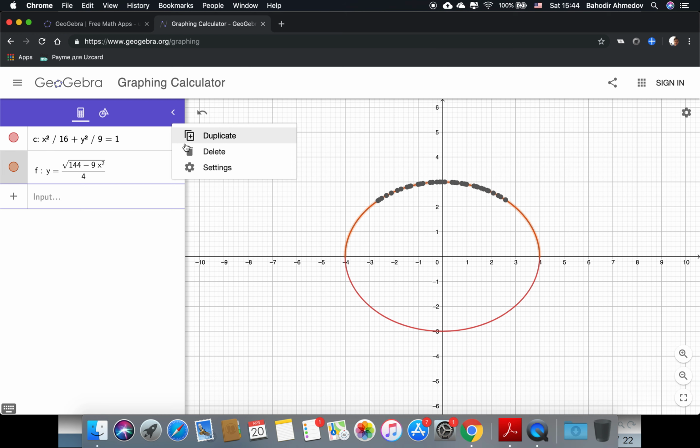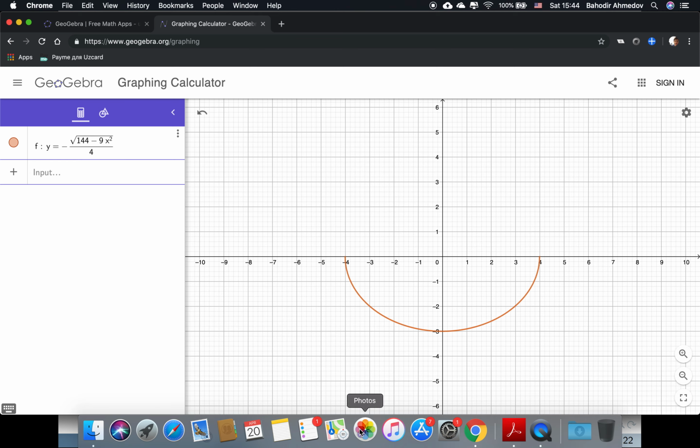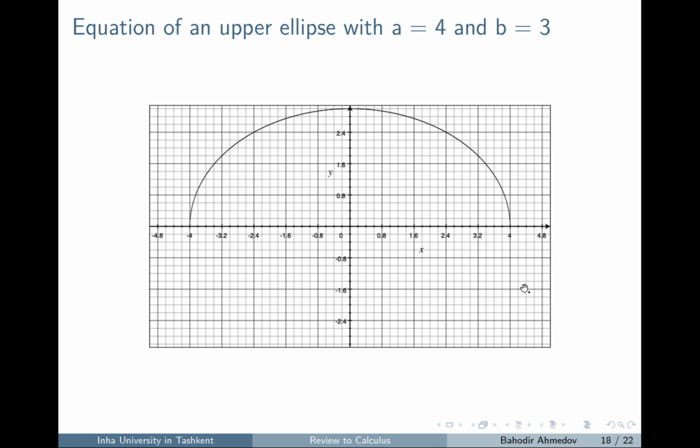Right? So I can just delete this in order to see this ellipse better. So you see that this is going to be an equation of the upper half of the same ellipse, right? If I put here the minus, it's going to be the equation of the lower part of the same ellipse. And at the same time, these equations are functions because every vertical line is going to intersect this curve at most once, right?